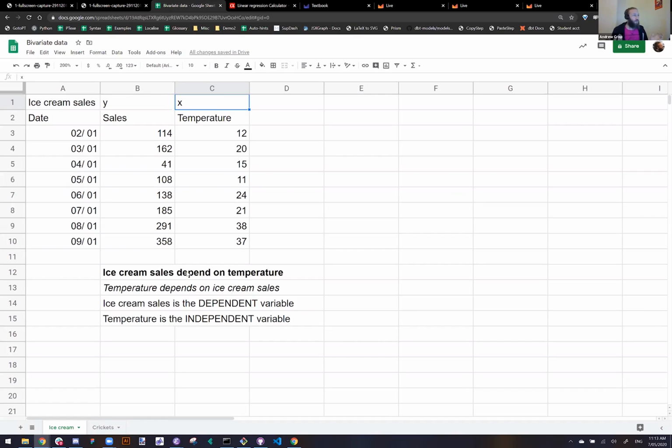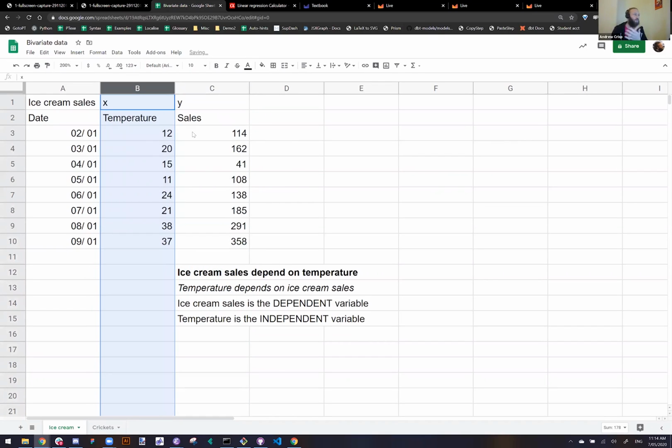The ice cream shop person probably hasn't done any bivariate data analysis before, so they don't know which order to put the columns in, but we know. We're mathematicians, and we say, well, your temperature is your independent variable, so it should go as your x-axis. So thanks to the magic of spreadsheets, I'm just going to click and drag this across. And now my X and Y columns are the right way around.